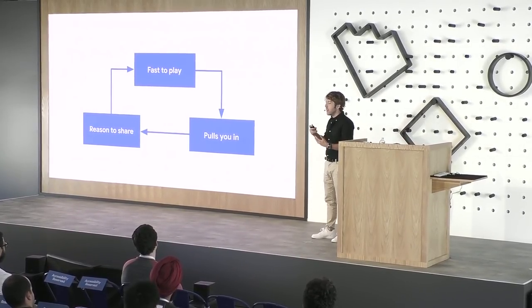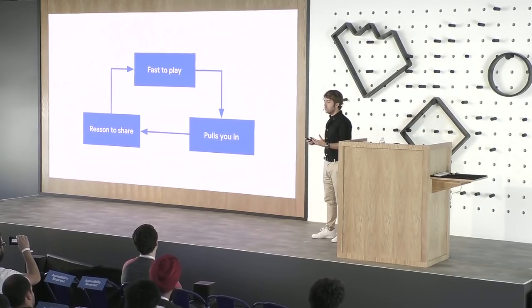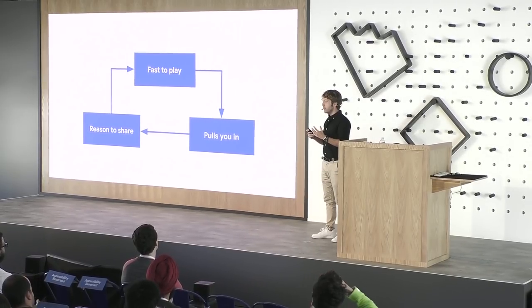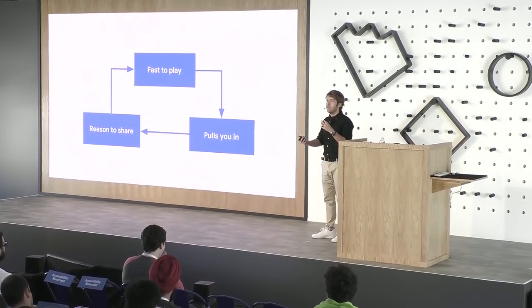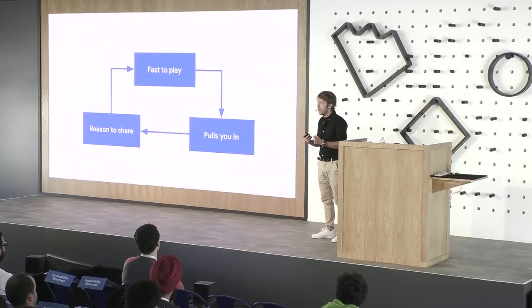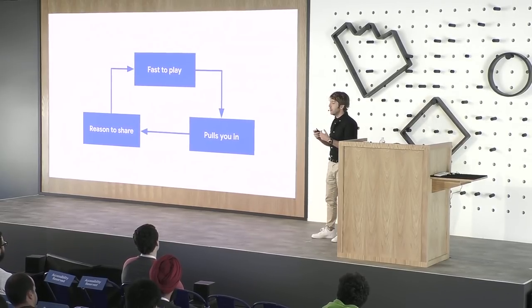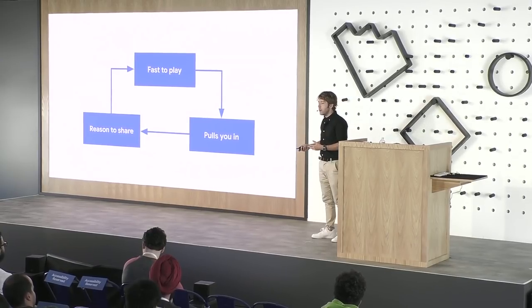And you want to get that user into your game and engaged and hooked as fast as possible. So let's summarize that viral feedback loop. We want to build our game so it loads fast and gets the user playing really fast. And then we want to make sure that the user is pulled in and engaged. So you want something to be interesting and innovative. And then you want to give the user a reason to share the game with someone else, ideally beyond just the fact that it's an interesting game.